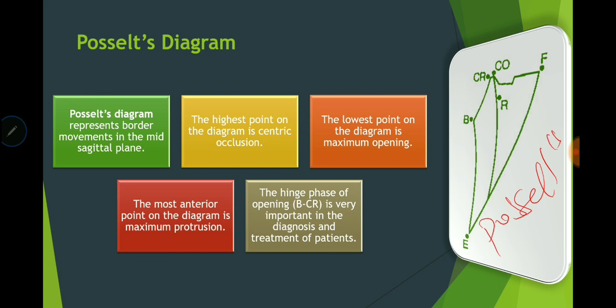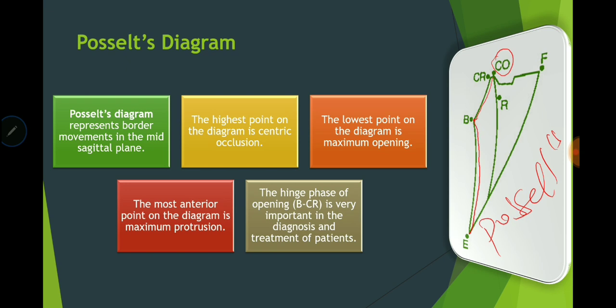So what is the highest point on Posselt's triangle? The highest point is centric occlusion. Centric occlusion is the highest point, and the lowest point on the Posselt diagram is maximum opening. You have initial opening here, and you have translation opening here. The last point here is the maximum opening, and then the phase, B to CR.